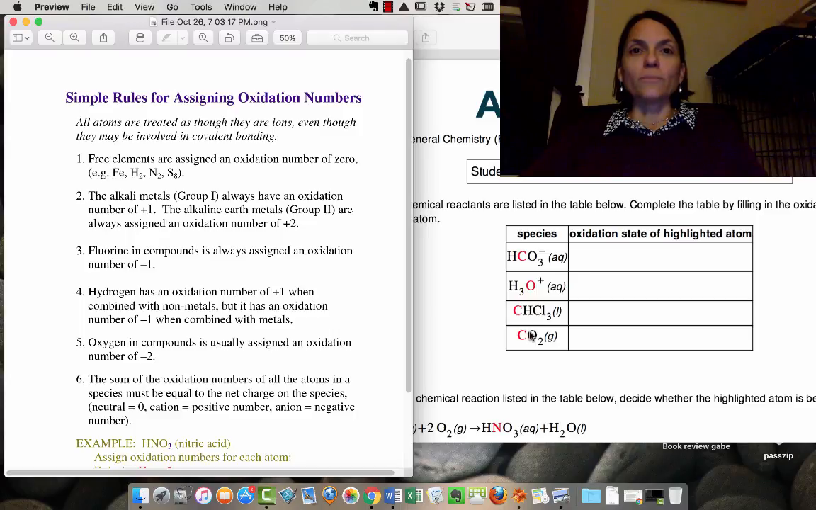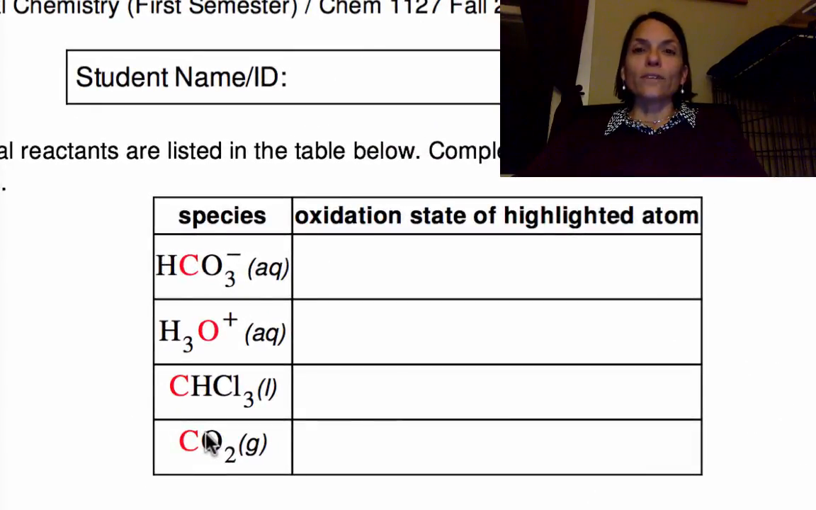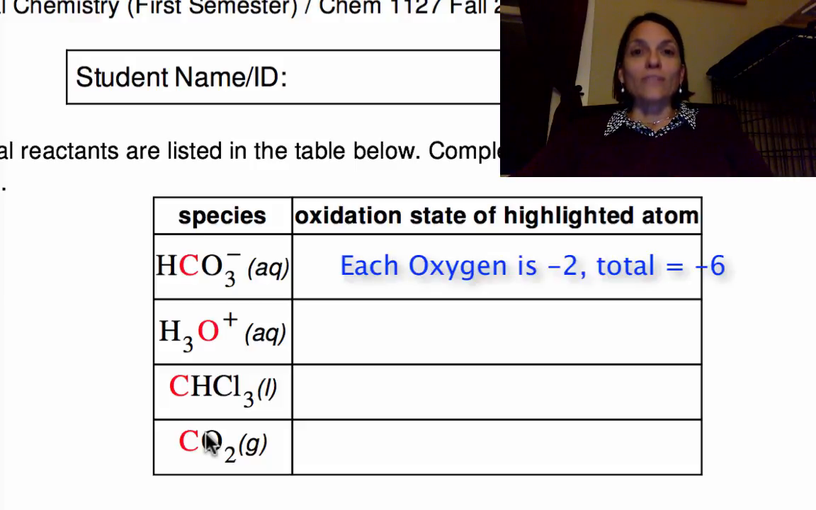This is a problem from Alex, similar to the one that you're going to work in class. So we're going to look at the highlighted species here. Now in the first one, we have a polyatomic ion with hydrogen, carbon, and oxygen. And the overall thing has a -1 charge. All right, so if we work backwards from our rules, the one that takes precedence here is oxygen. Oxygen is always a -2. So in this case, each oxygen atom has a -2 for a total of -6.